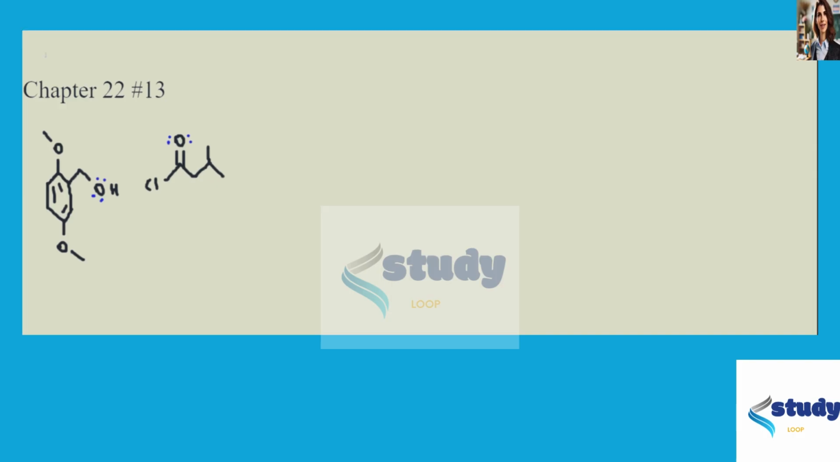This is the answer to Chapter 22, problem number 13 from the Smith Organic Chemistry textbook. This problem asks us to draw a stepwise mechanism for this reaction that we're given here, and it's the reaction between an alcohol and an acid chloride. And then we're told that this was used to synthesize a natural product.